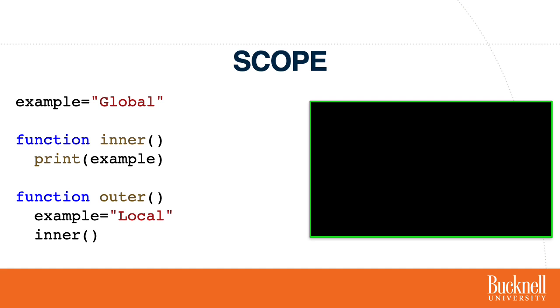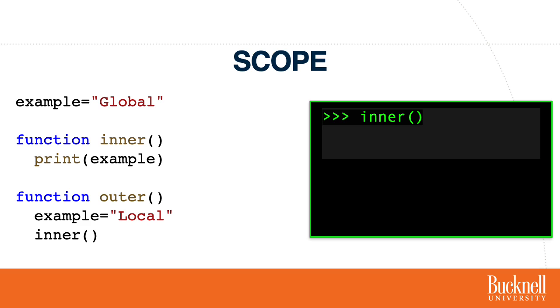For example, let's consider the following pseudocode in a Python-like language. Let's call this language Gorgon for the sake of giving it some sort of name. It doesn't necessarily behave like Python. In this example, we're creating a variable called example, which has the value global. There are two functions, inner, which prints example, and outer, which sets example to the value local and then calls inner. When we call inner, what do we expect to happen?